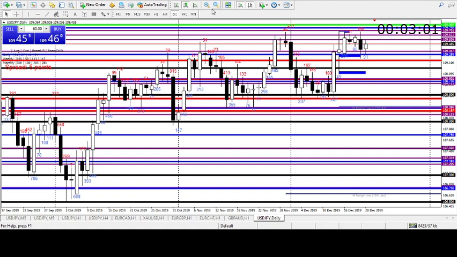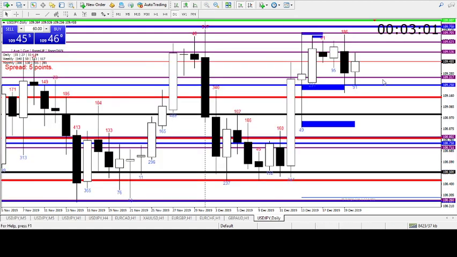I need to get rid of all these lines. You can look at the daily range because it's distracting. Always clear your screen so you can see what's happening with price. I'll put the lines back, don't worry guys.